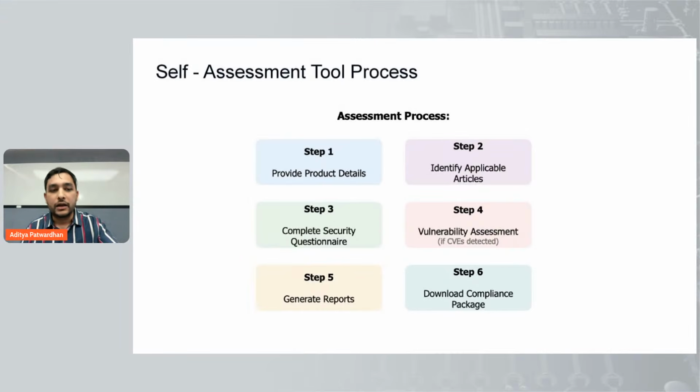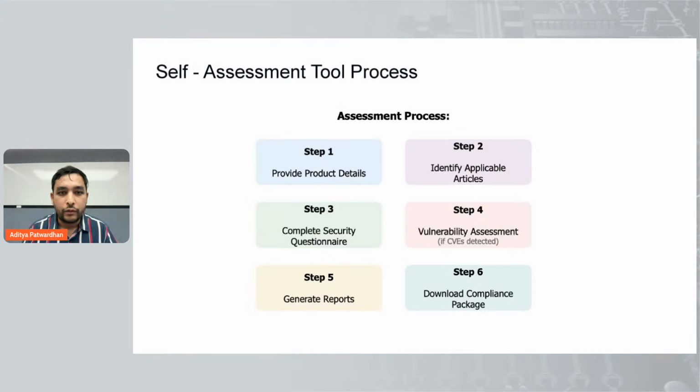Then we complete the security questionnaire. Some information is already pre-filled through the information that you have provided, but some requirements are filled at this stage. Then we go to the vulnerability assessment, where we assess each vulnerability which is currently applicable. Then we generate the report and download the finalized package. The idea is that after step 6, there should be very minimal involvement from you. You can take a look at it once and assess it, and then complete the self-assessment.